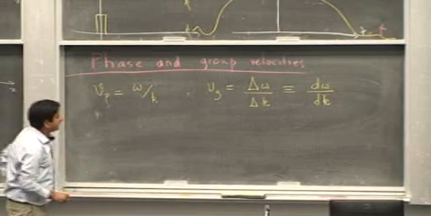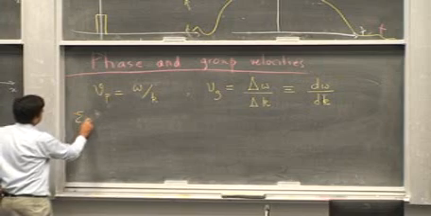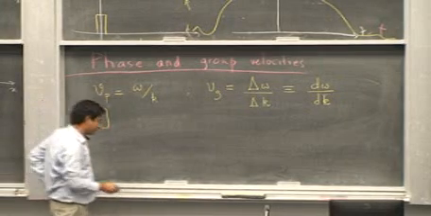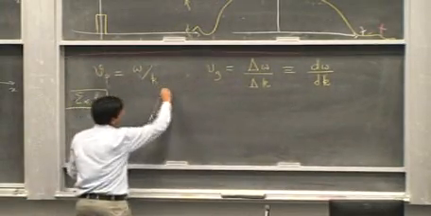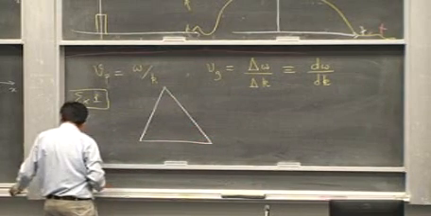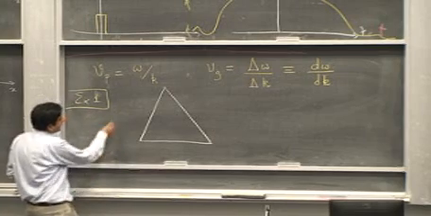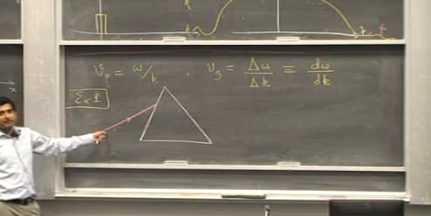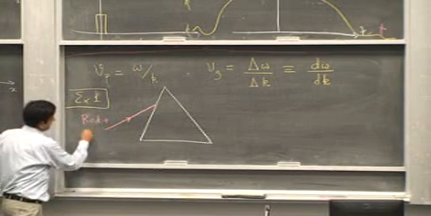Now let me give you one example. Example number 1. And this will illustrate what the group and the wave velocity means. Suppose you have a prism. It's a glass prism. And white light comes into the prism. Suppose this incoming light is a mixture of red and blue.